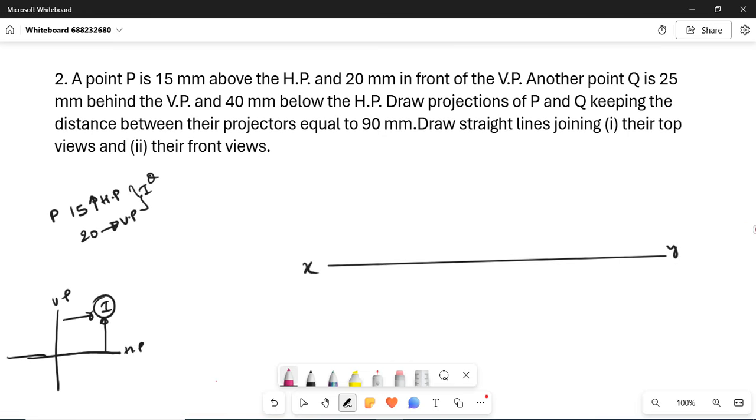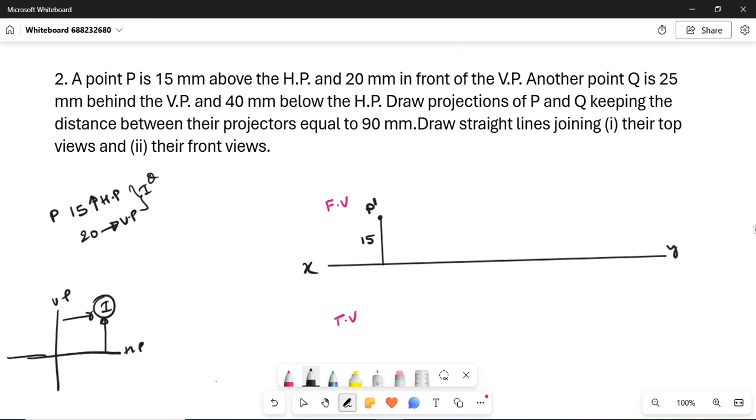We know that in the first quadrant, the image above the XY line is the front view, and below the XY line is the top view. Now mark the P point. The front view is P dash, and the distance is 15. For the front view, we have to mark the HP distance. The distance will be 15, but you have to show it in dimension format. I have shown it roughly here, but the 15 has to be shown in dimension format.